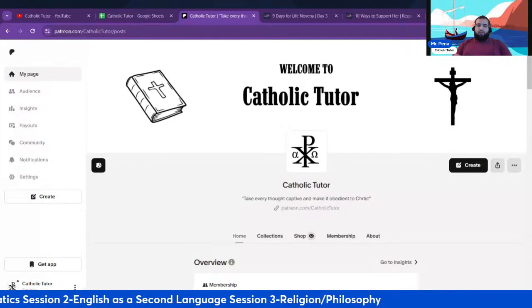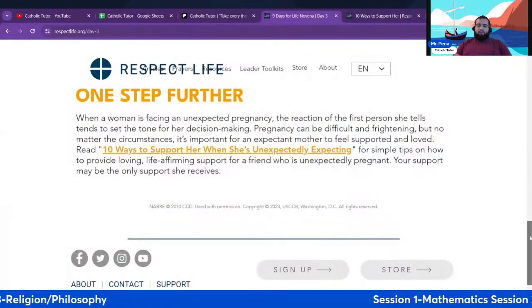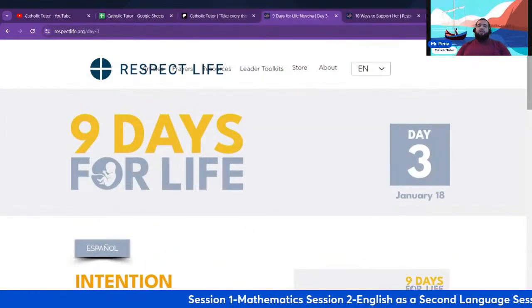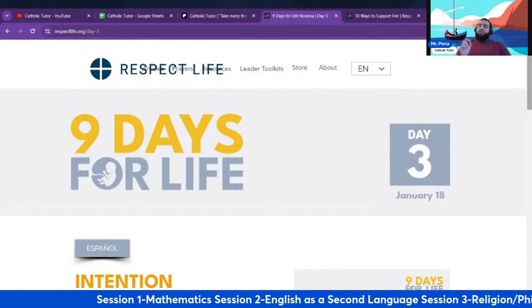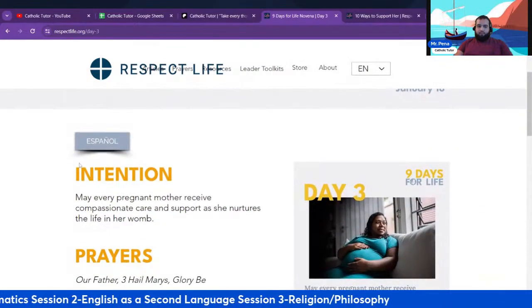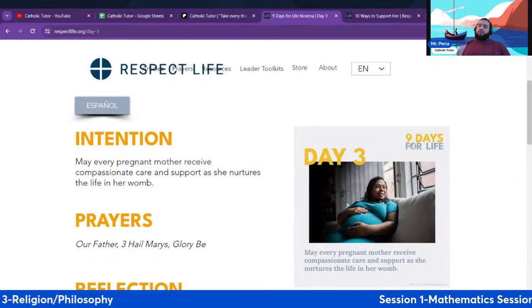Talking about what strengthens us. Now, this is day 3 of the 9-day novena, 9 Days for Life. Intention. May every pregnant mother receive compassionate care and support as she nurtures the life in her womb.